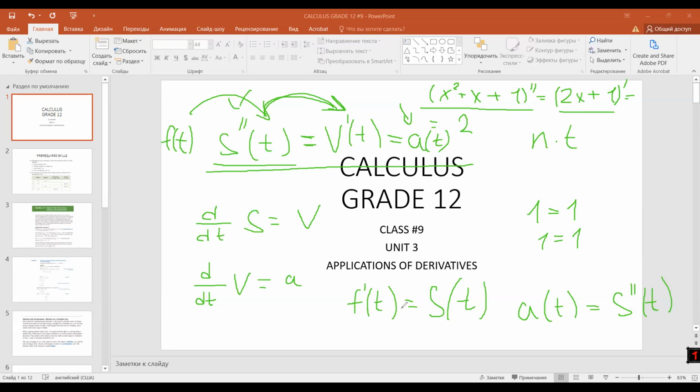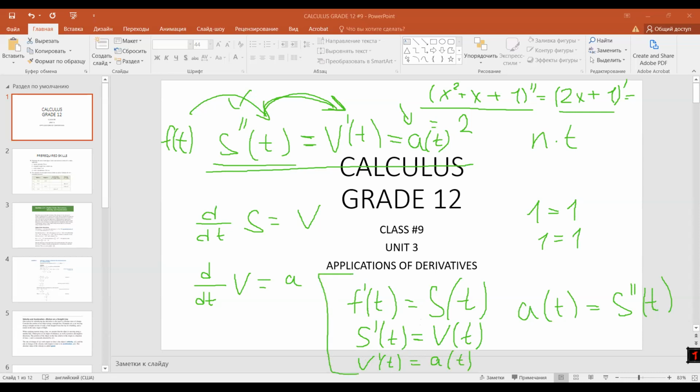If we differentiate S of t, we get V of t. Keep in mind that if you take S prime of t, because prime stands for differentiation, remember? If you're saying prime, it means you differentiated this function by t. So S prime of t would be V of t, and V prime of t would be A of t. Now it makes sense?